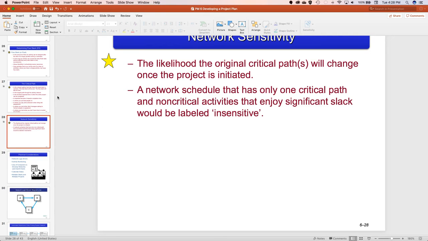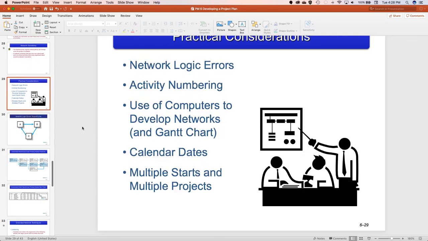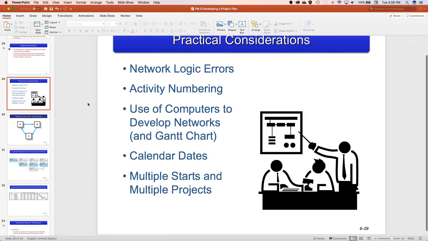All right. Okay. Now, slide number 29. There are some practical things you need to think about. The first one is called a network logic error or a loop. Think about your activity numbering. If you use letters, then you're going to run out of letters if you have more than 26 of your activities. You're going to use calendar dates and so on and so forth. Let's talk about this idea right here.